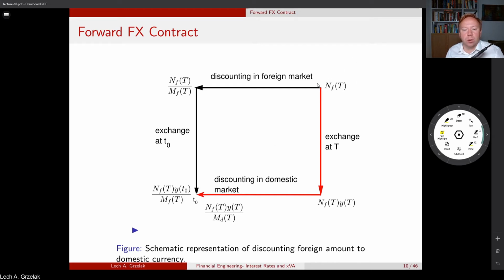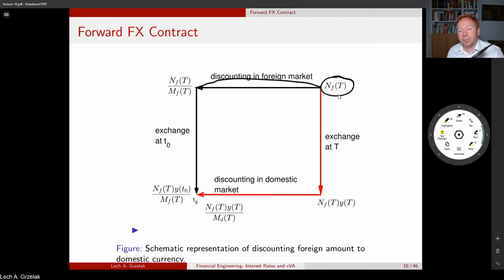So first approach, we can go on the left-hand side. We could say, okay, we have this notional in foreign currency at time T. What we can do is discount this amount to today in the foreign market. So this will be a discounted amount in the foreign market. And then we will exchange to the domestic market by multiplying with this FX rate, right? So this is the discounted amount in the foreign market multiplied with FX. This whole amount represents the discounted notional amount in foreign currency, represented in domestic currency.